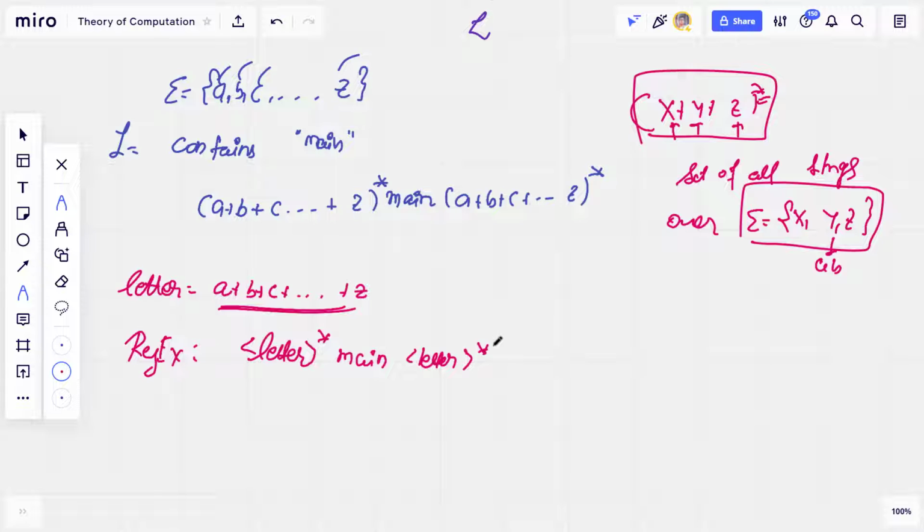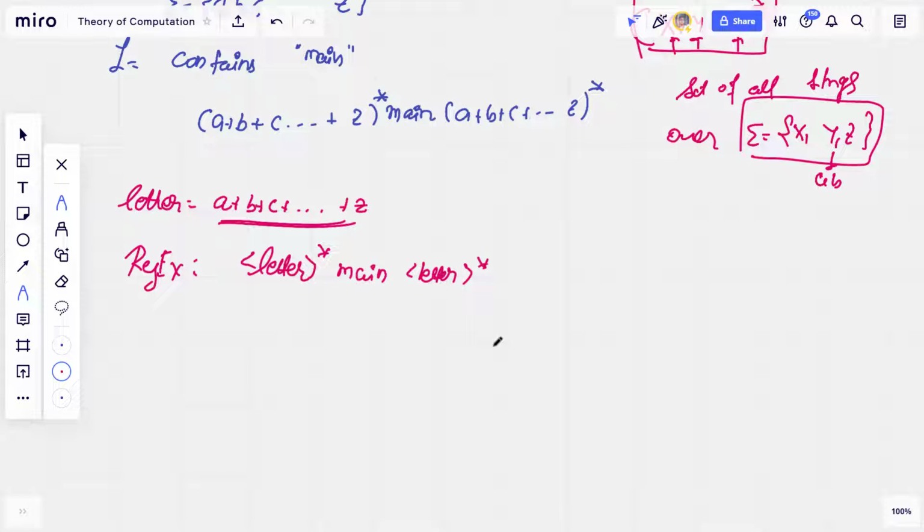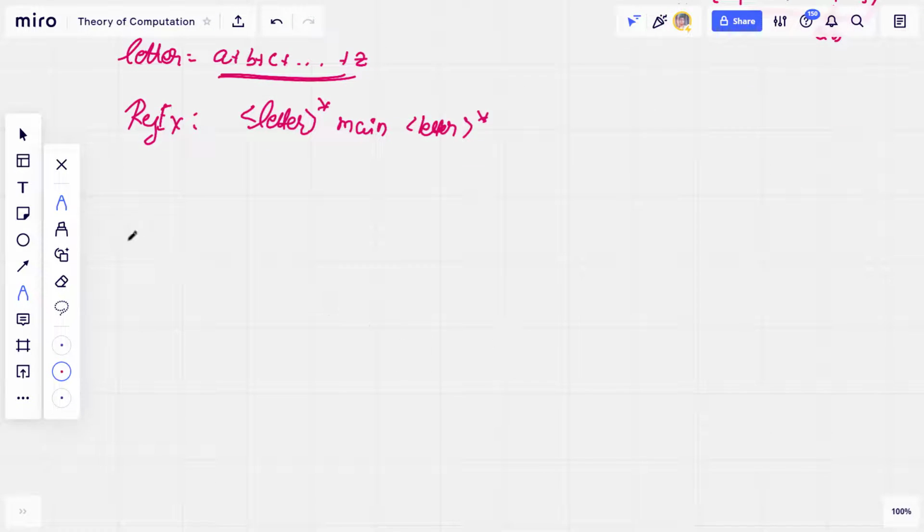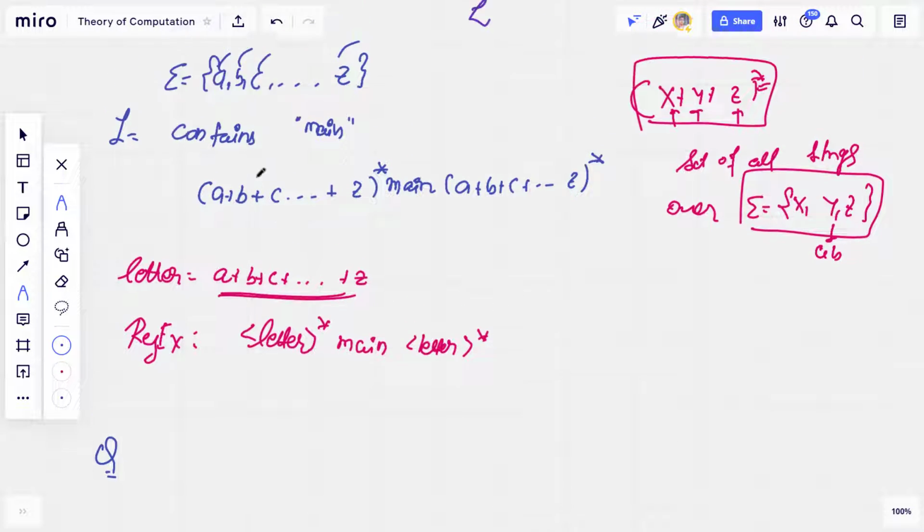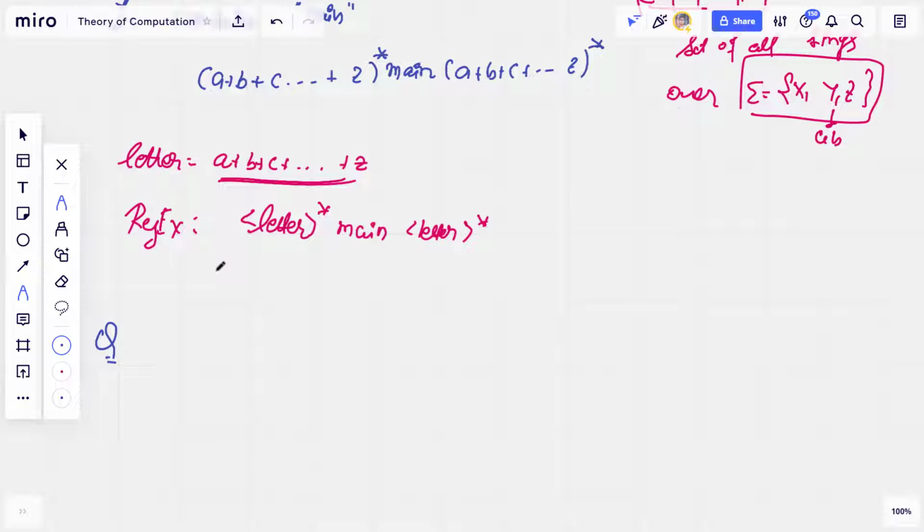Cool. Now let's see one more on this model only. On the same alphabet, which contains all the English lowercase letters, I want a set of strings that have three consecutive x's. Okay, that's what I want. How can I do it?